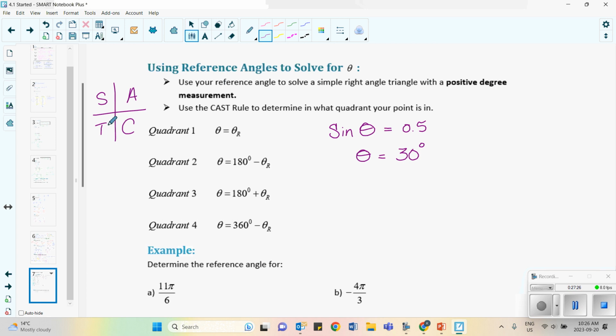Do you remember the CAST rule? If you don't, get in touch with it. It tells us what trig ratio is positive in each quadrant. In quadrant one, all of them are. In quadrant two, sine is. So your calculator gave you the answer for quadrant one. That's all it knows. You need to be smarter than your calculator and say, hey, there's a possibility that there is an answer, but it would be only in quadrant two, because that's the only other place that the sine is positive. So we would use the rule for quadrant two to find the other angle.